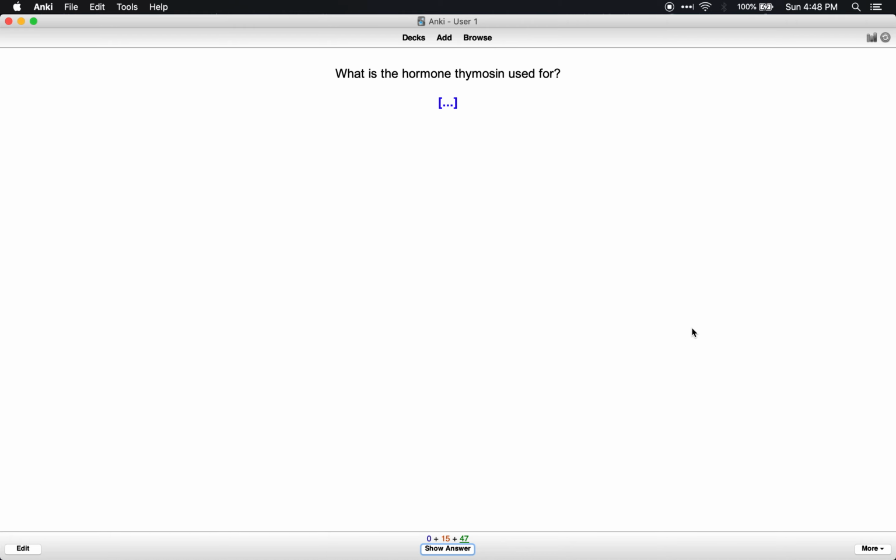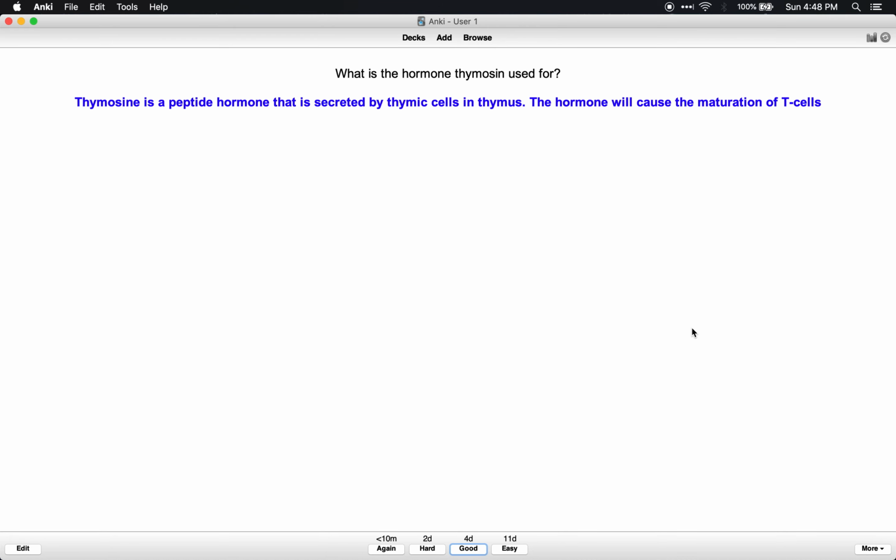What is the hormone thymosin used for? Thymosin is a peptide hormone that is secreted by thymic cells in the thymus, and this hormone will cause the maturation of T cells.